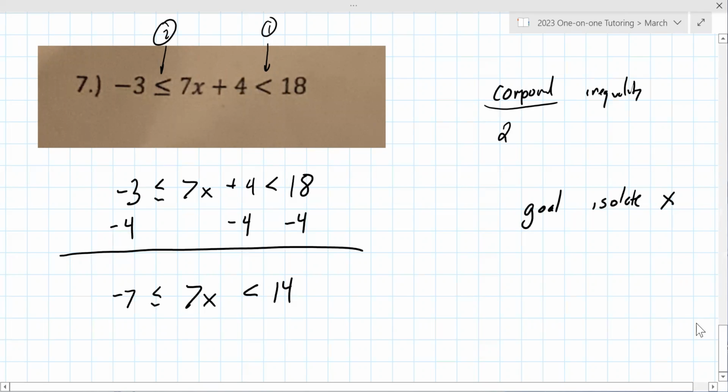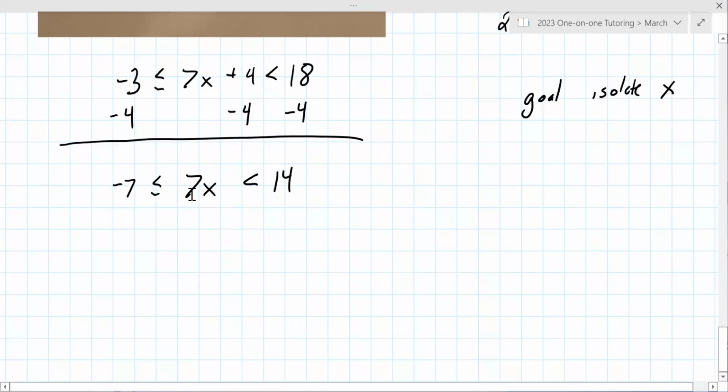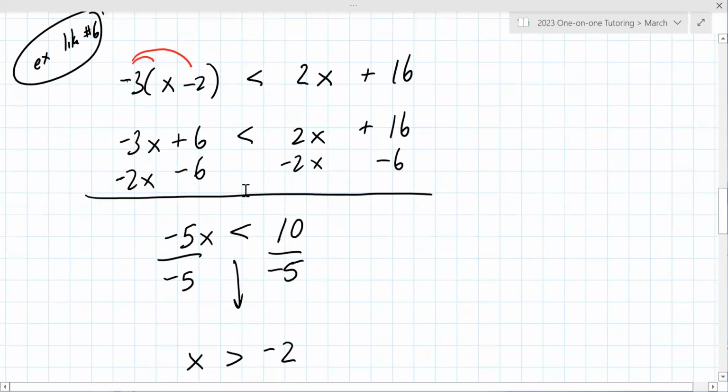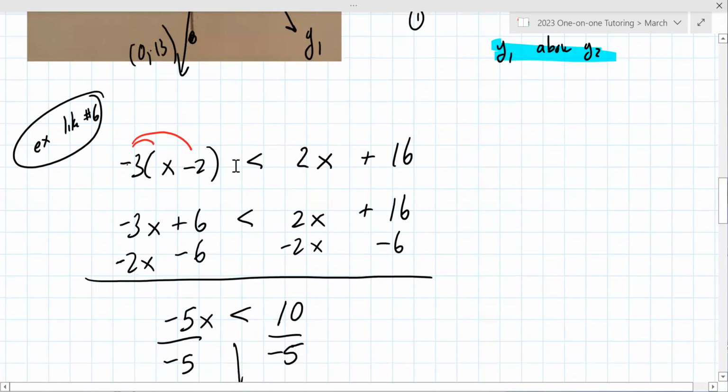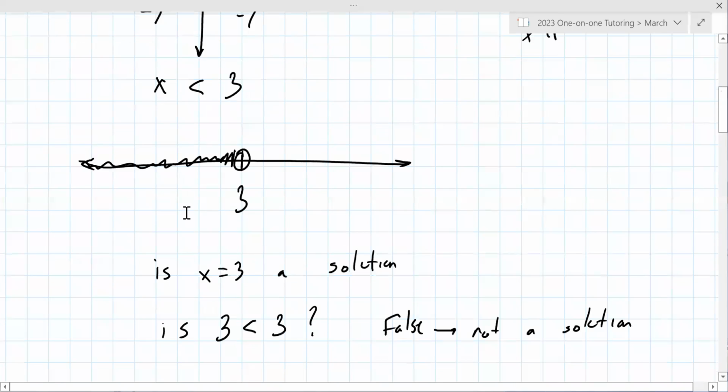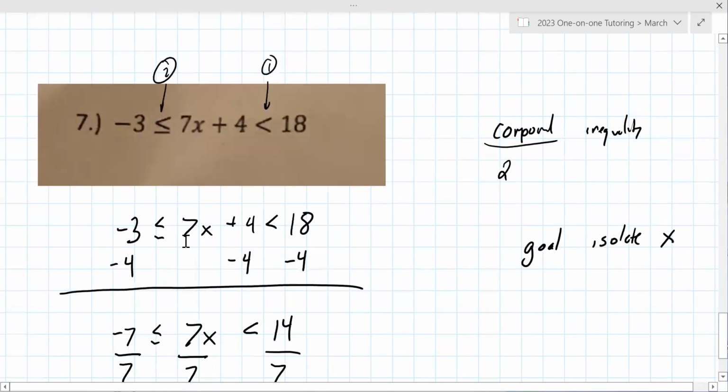To isolate x, now we have 7 times x, so we're going to divide everything by 7 3 times. Now, why didn't we do that on the other problems? Let's go back and look. Is there more than one inequality here, or is there just one? There's not. Okay, so if there's more than one inequality, you do it 3 times. Yes, that's what you have to take away.